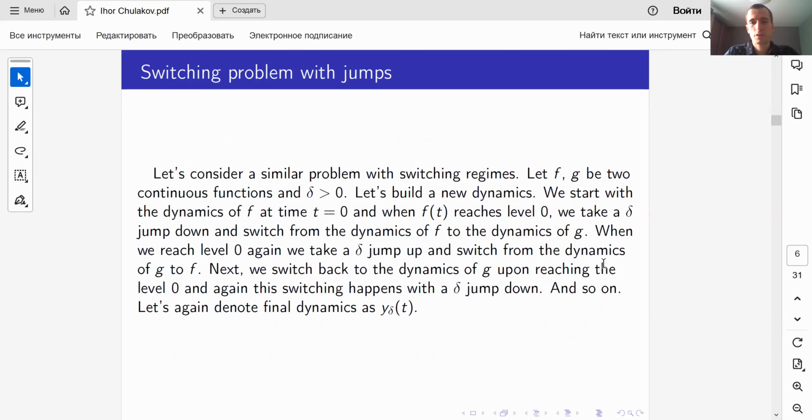Let's consider a similar problem that would be a little bit more symmetrical with switching regimes. Let f, g be two continuous functions again, and delta greater than 0. Let's build a new dynamics. We start with the dynamics of f at time t equals 0, and when f(t) reaches level 0, we take a delta jump down and switch from the dynamics of f to the dynamics of g. When we reach level 0 again, we make a delta jump up and switch from g back to f, and so on. Let's again denote the final dynamics as y delta(t).